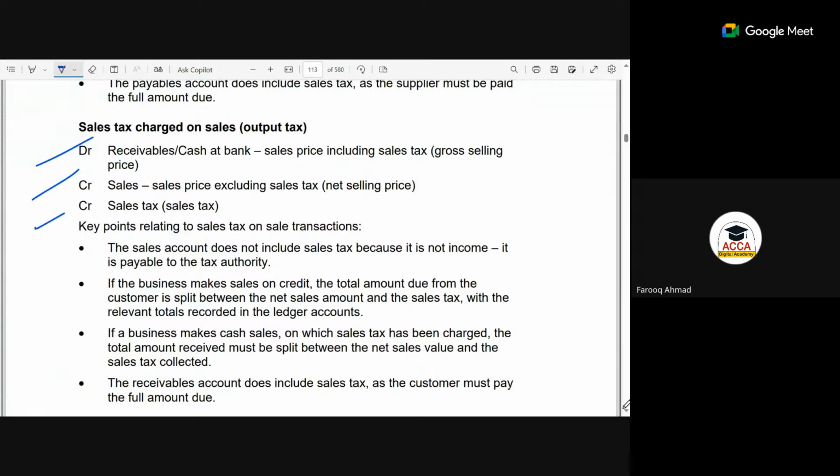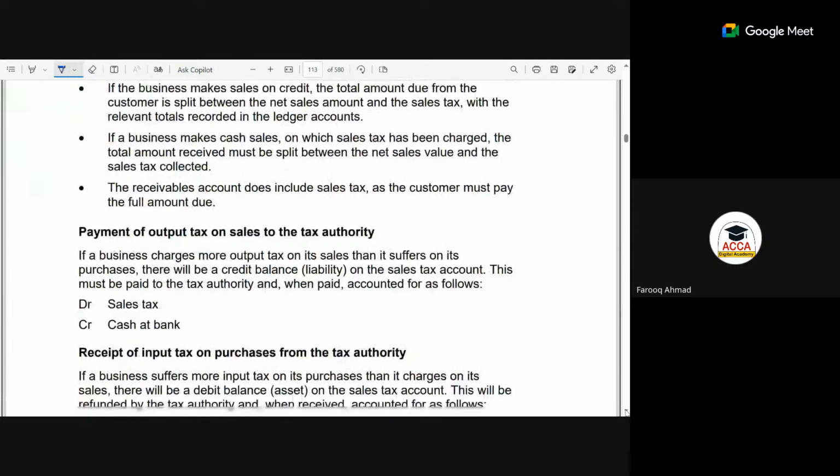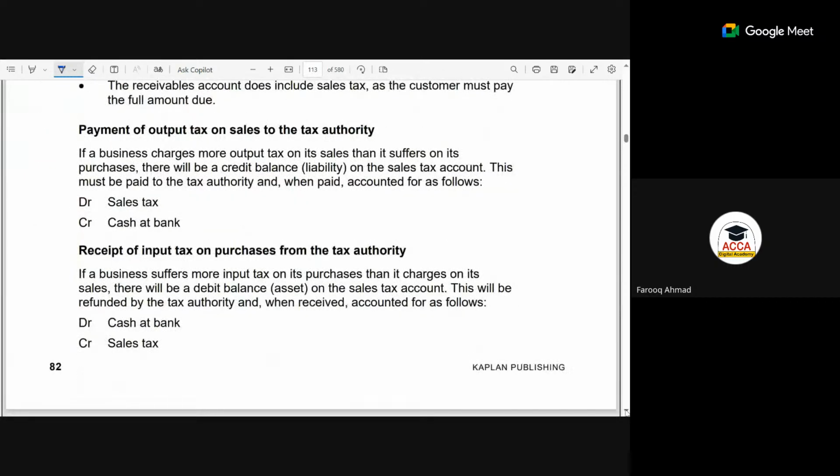Total key points, just go through them: payment of output tax on sales tax, and how the output tax is recorded in the books of accounts.